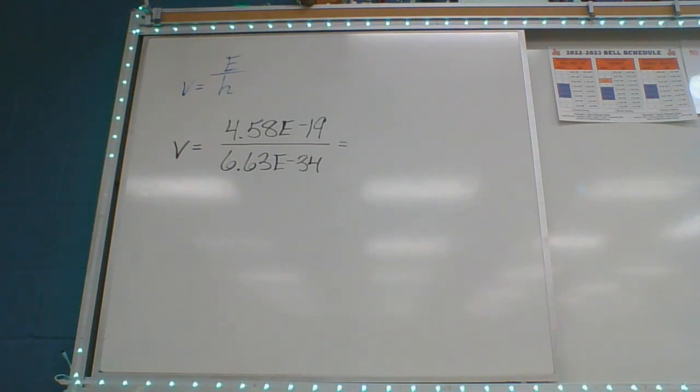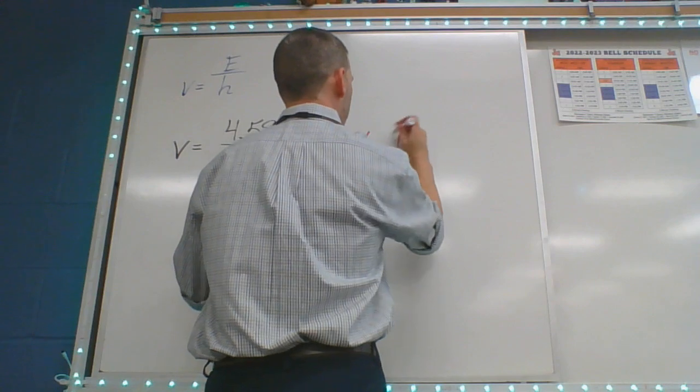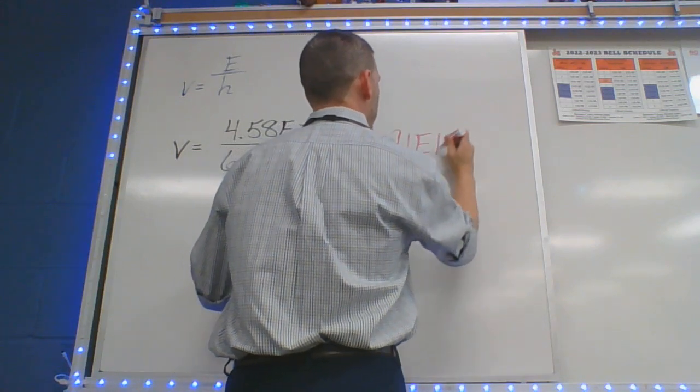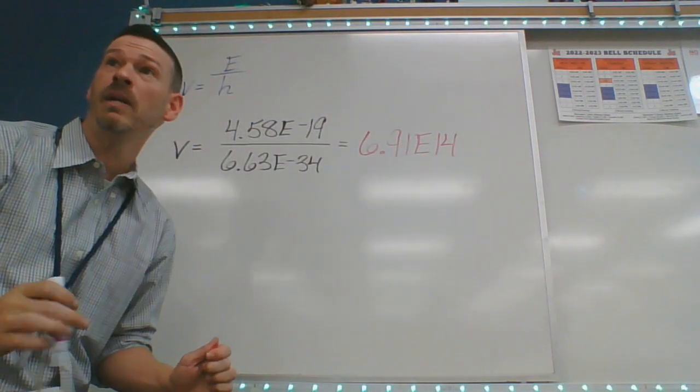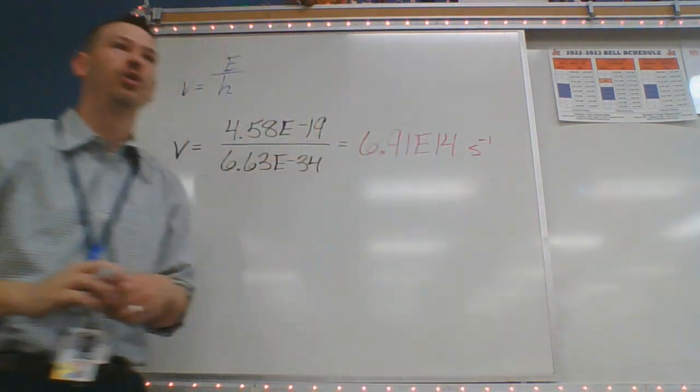4.58. No, what do you mean? This is the answer. Where's the e? Oh, okay, so you see that times 10 right there? It's times 10 is that number. So it's this e. That's what e means. E means times 10. Exactly. So read it to me. Oh, beautiful. Yep, 6.91 E what? E14. And does anybody want to share units with me? Hertz, right? Or S minus 1, whichever one you want to use.